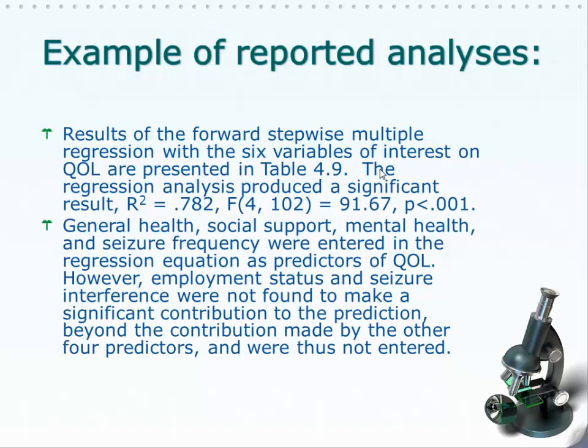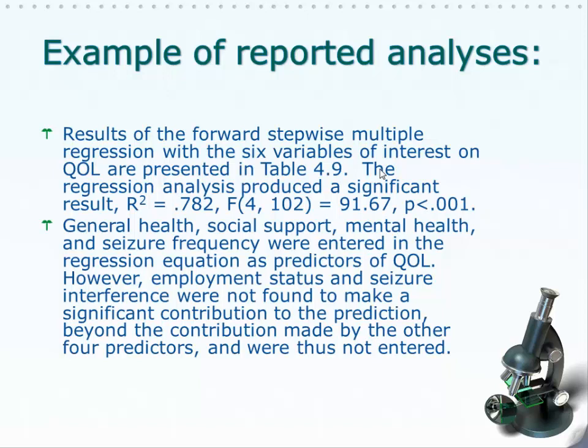The regression analysis produced a significant result. So that means our F statistic is going to be significant. If you look at F and the degrees of freedom, 4 and 102 equals 91.67, and the p is significant. p is less than 0.001. So we have a significant result, and we also know that the R squared is 0.782, and that means quite a bit of the variance in quality of life was explained by 4 of our 6 variables anyway. So an R squared of 78 is quite high. That's quite a bit of variance in the quality of life.